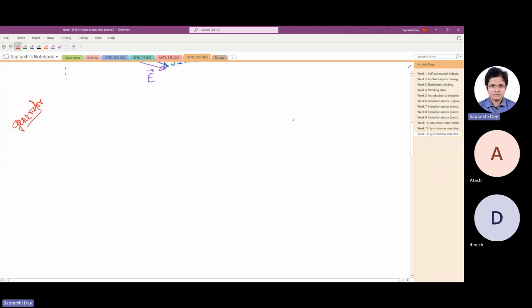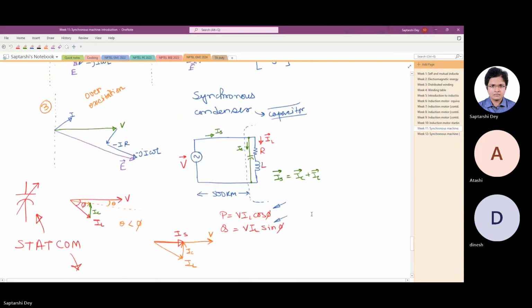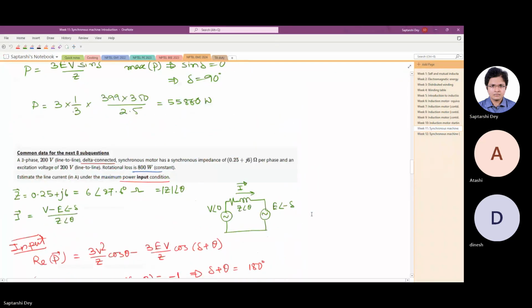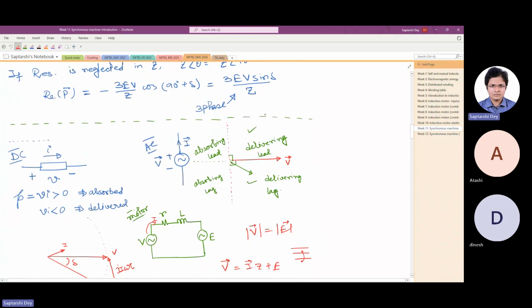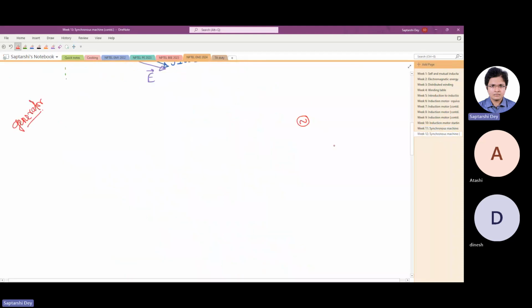Generator, we again draw the equivalent circuit. Now notice one thing. One thing I told wrong in the last class. In this diagram, I told this is delivering lead, delivering lag. This is correct, but this is not lag. This is lead, and this is lag. Okay. All right. So generating.